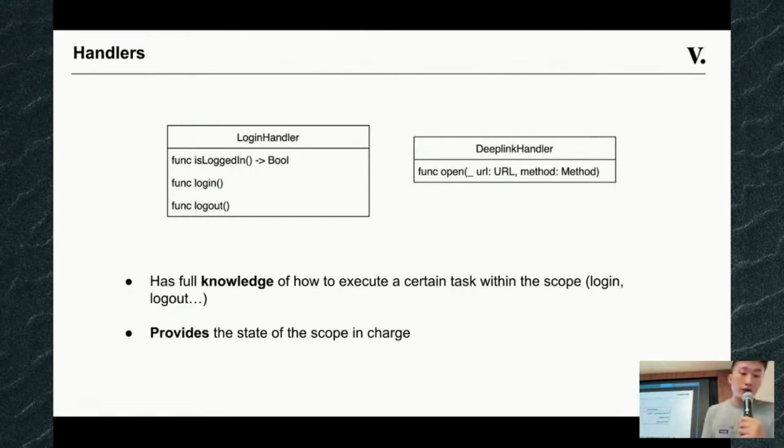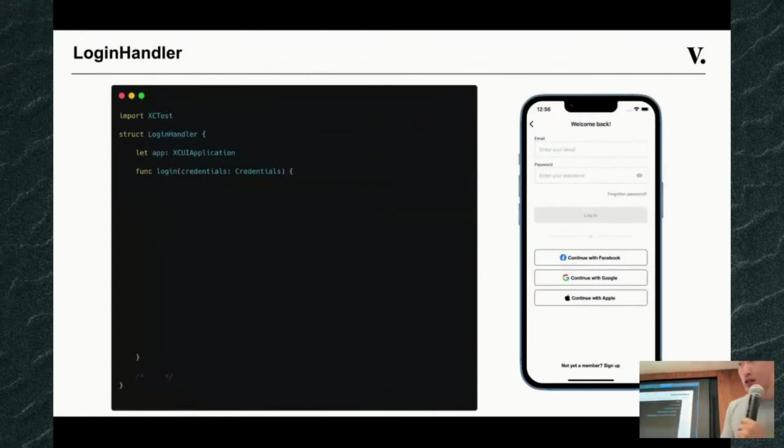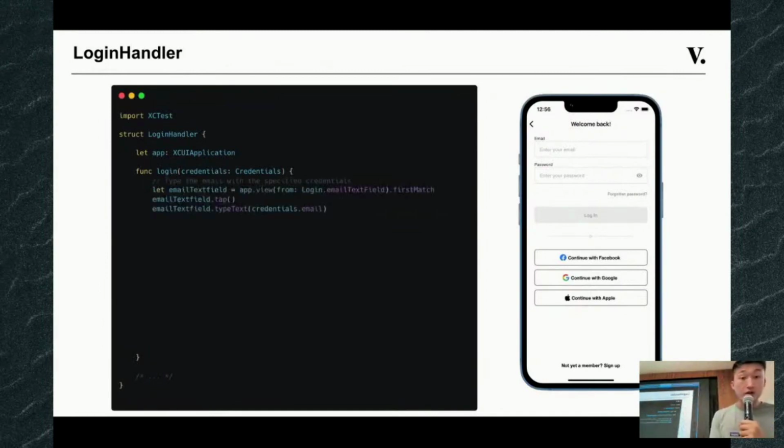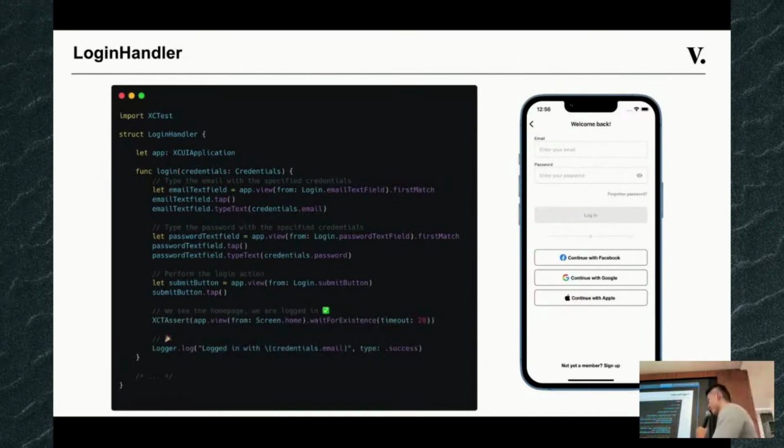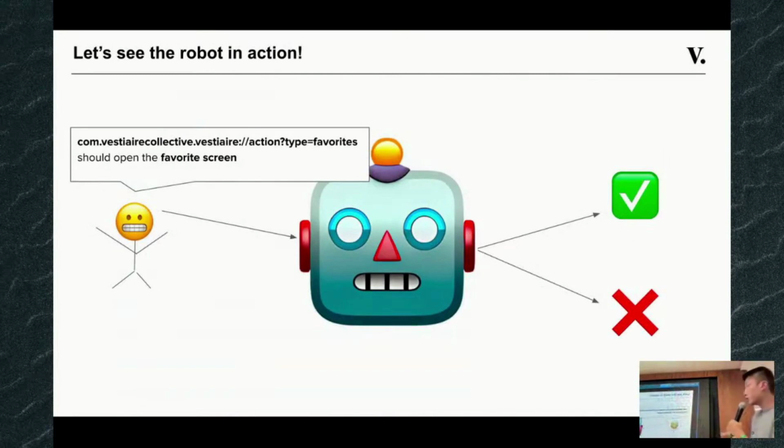So let's take an example of our login handler to see how it looks like. This is our login screen at Vestiaire Collective. So we have some login function that will take credentials as input. We have a text field. So we basically search for that text field, we tap on it, we type some text. Same for the password. Then we tap on the login button, and we just wait until the home page is displayed. If we see the home page, then we are logged in. Voila, that's not magic. Okay, so now that we have all of this in mind, let's go back to our initial need and let's see it in action.